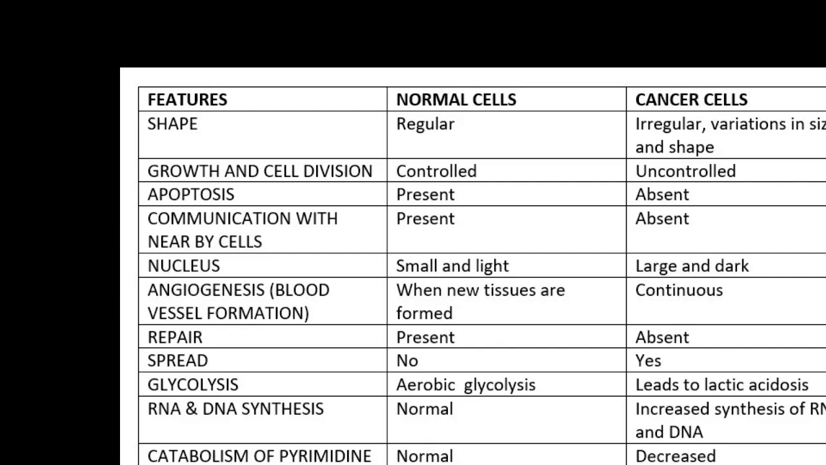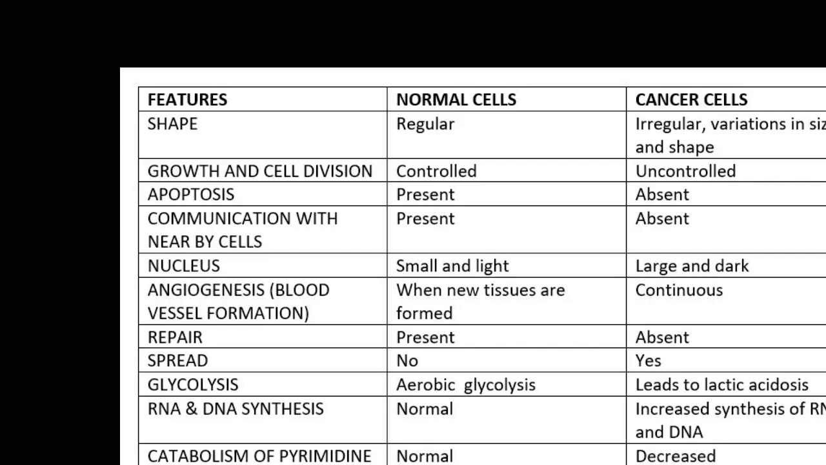So ultimately, the diagnosis of a tumor, the identification of a tumor, is based upon the histopathological observation, the observation seen under the microscope. To summarize the factors seen under the microscope to make the diagnosis: in a typical pattern, normal cells would have a regular shape depending upon the type of tissue you have studied, whereas the cancer cells would be irregular, their shape would be altered, and their size also would be different. Growth and cell division in normal cells will be controlled, whereas in tumor cells it will be uncontrolled.